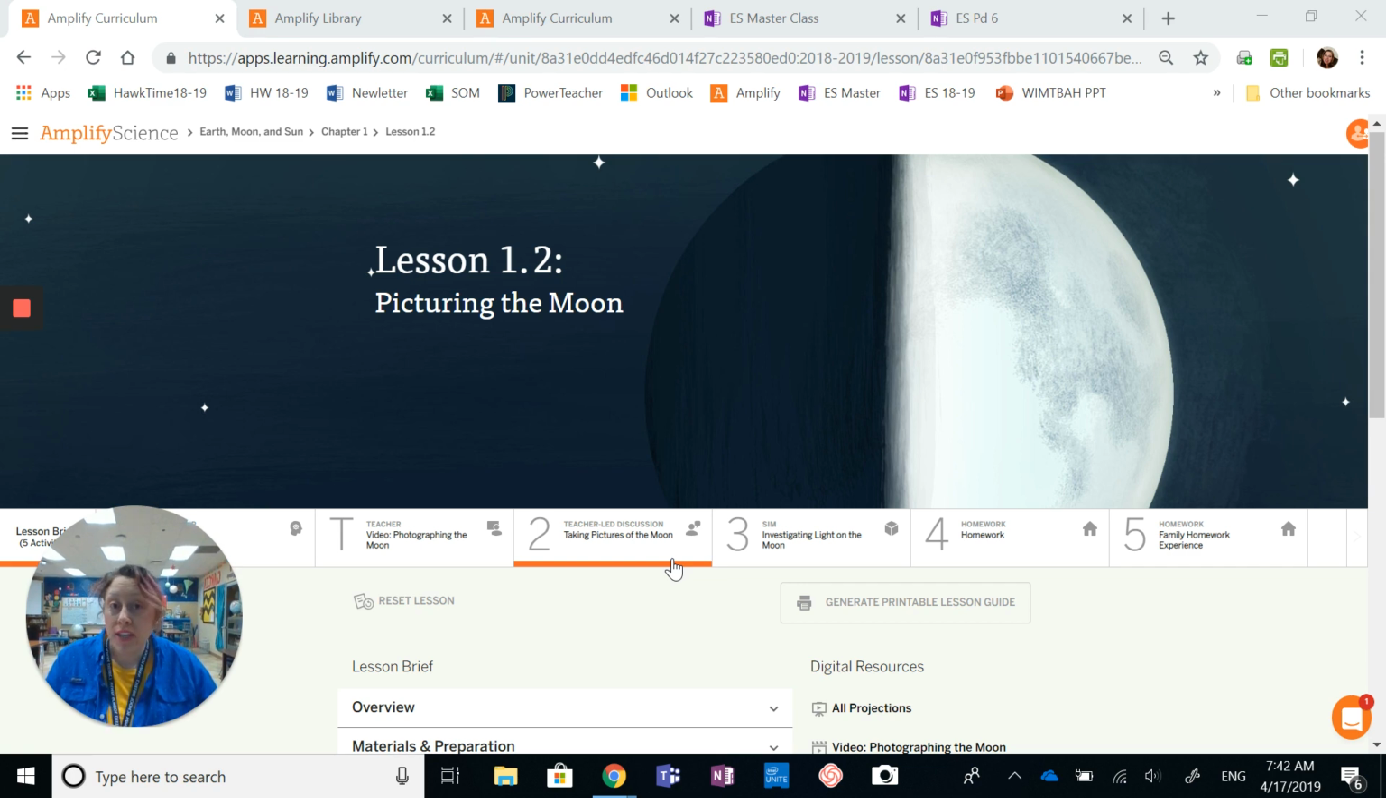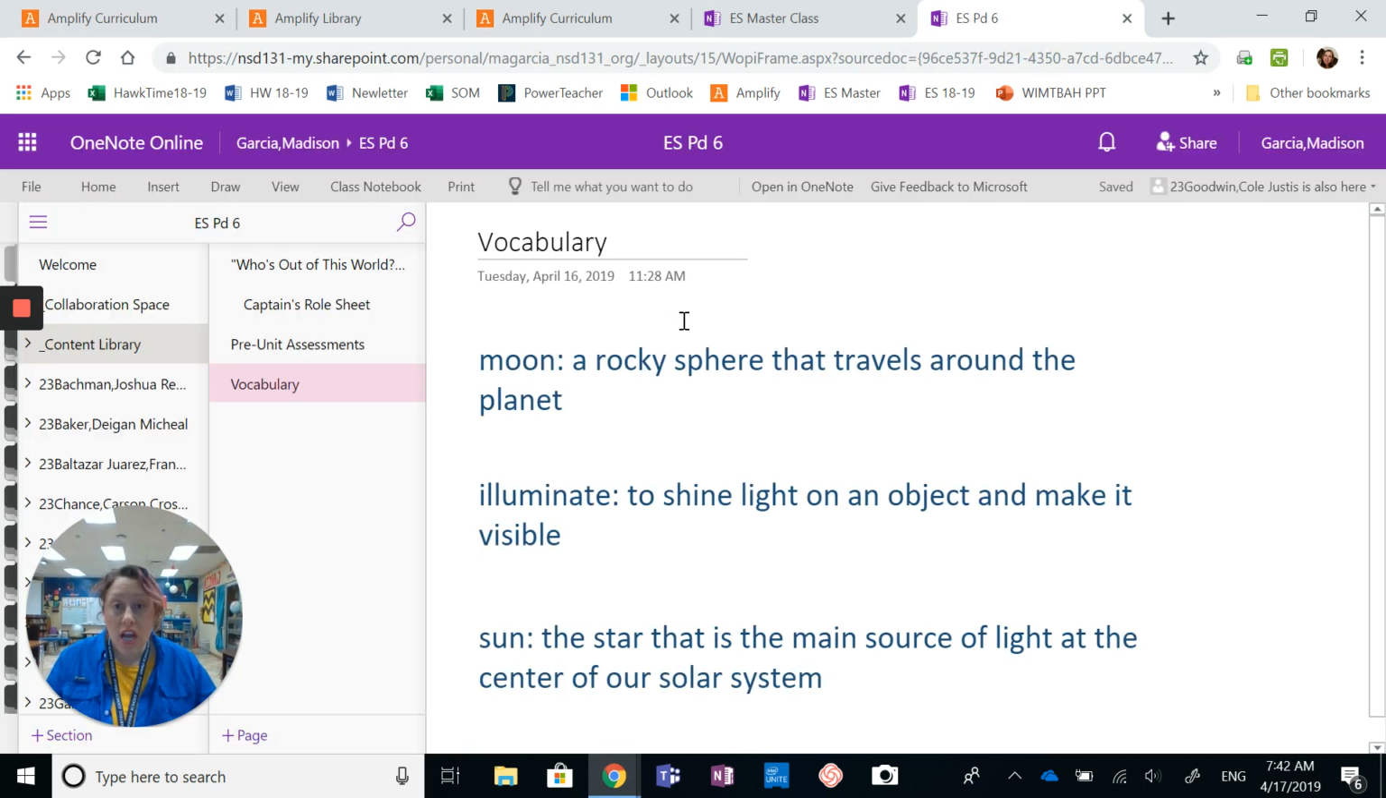We had a couple key vocabulary terms that you were supposed to write down. If you did not find them successfully, go into the content library of our class notebook and go to vocabulary. I've got the three terms, which were moon, illuminate, and sun. Make sure they're written on a separate sheet of paper where you can fold it open like we normally do with our vocabulary. The word is on the outside, and on the inside, you should have the definition that's on my page right now, and you should have a picture to demonstrate your knowledge of these three terms.